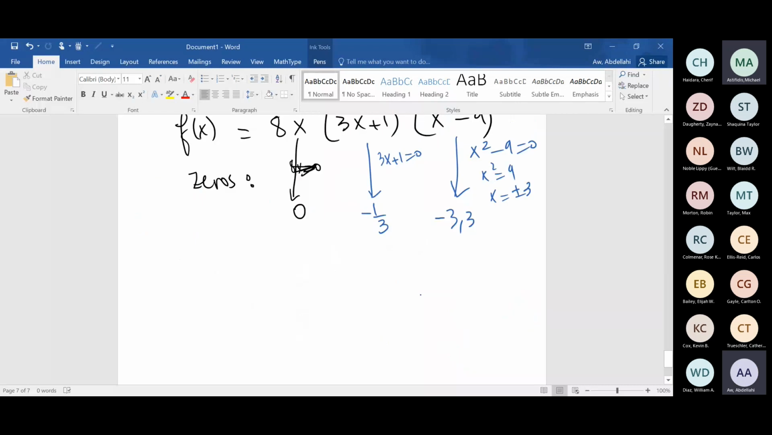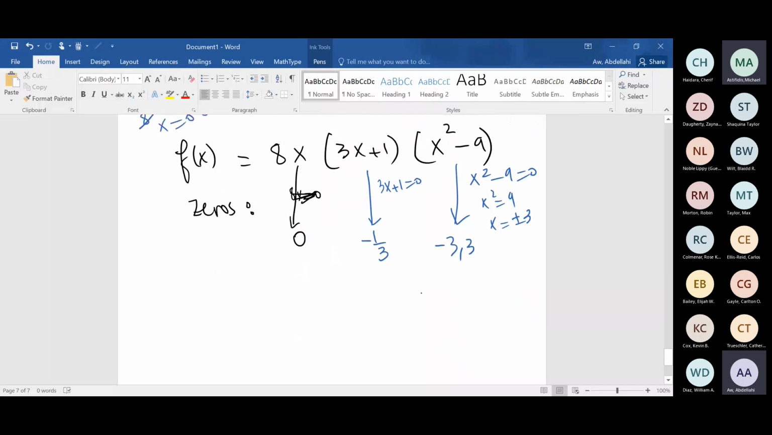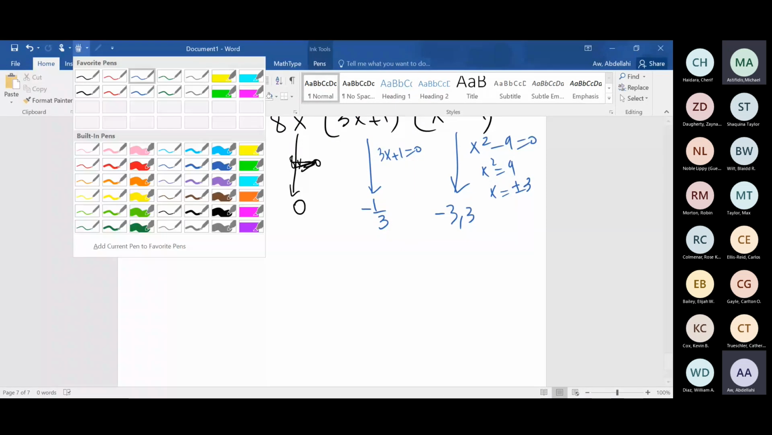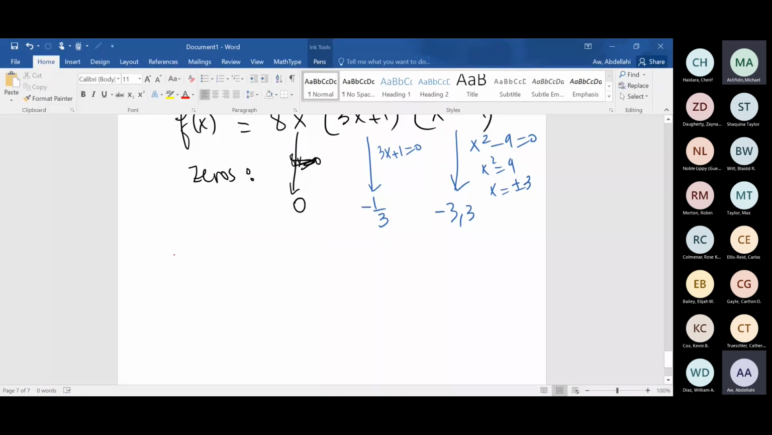You see, if my polynomial is given in this form, finding the zeros is very easy. What is not easy is when my polynomial is given in another form, okay? So now, when you have f of x equal to x cubed times x minus 6 squared times x plus 2, what are the zeros?